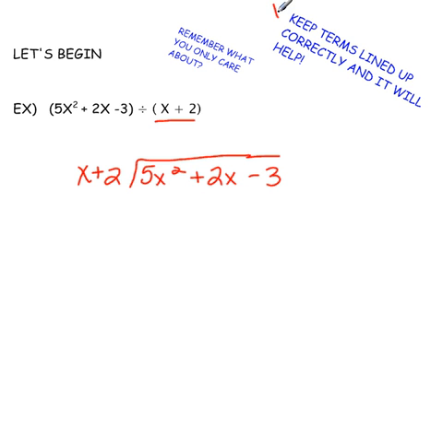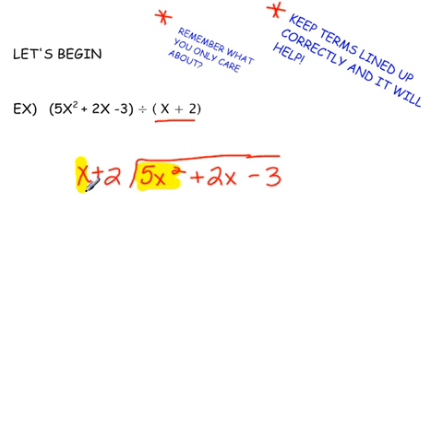Now, I've got you a couple of notes up here. Keep terms lined up correctly, and it's going to help you stay organized. And remember what you only care about. Do you remember? Here we go. We only care about the first term on the outside, which is an x, and the first term on the inside, which is a 5x squared. This is what we care about. Now, we've got other things here, but just looking at the terms that are highlighted.